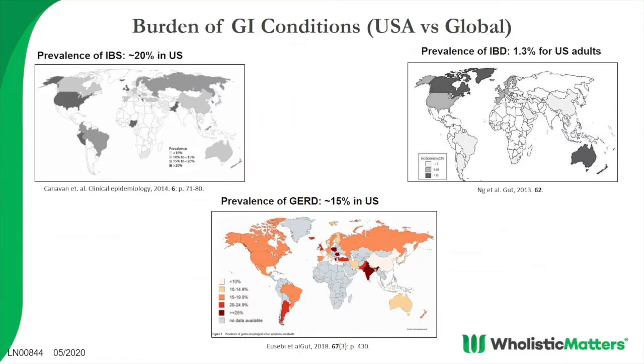Looking at the burden of many of these conditions across the globe, what we see is that in the more developed nations, you have a lot of these associated morbidities. So, particularly in the United States, what we see for irritable bowel syndrome is approximately 20% of United States adults have this particular condition. It's a really large amount of the population that are dealing with this. Looking at other countries, many of them are also experiencing relatively high proportions of these conditions.